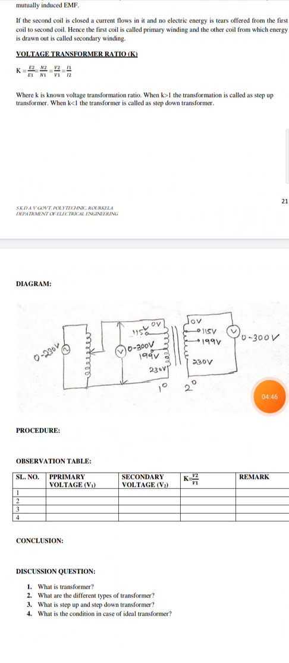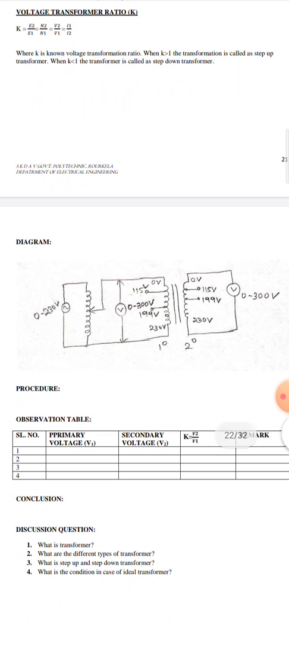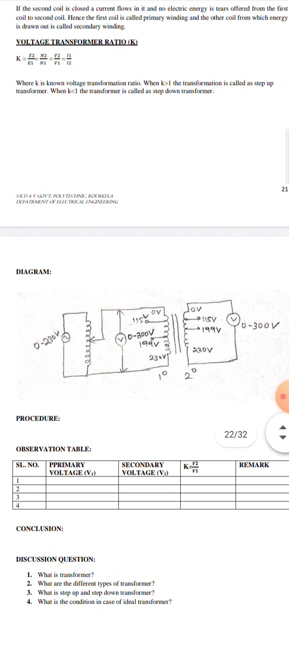Now students, we will discuss the voltage transformation ratio. As we all know, K is equal to E2 by E1, is equal to N2 by N1, is equal to V2 by V1, and is equal to I1 by I2, where K is known as the voltage transformation ratio. When K is greater than 1, the transformer is called a step up transformer, and when K is less than 1, the transformer is called a step down transformer.